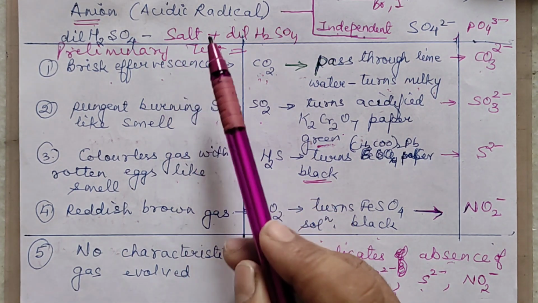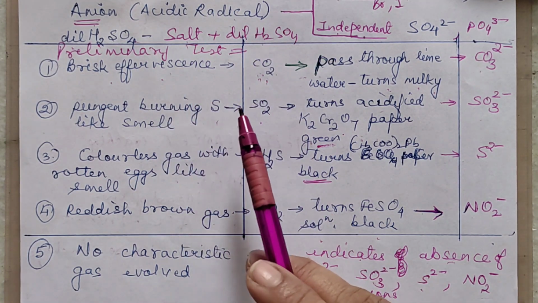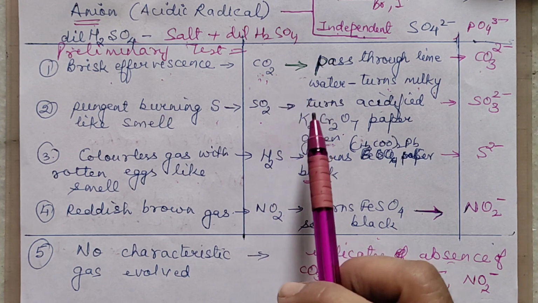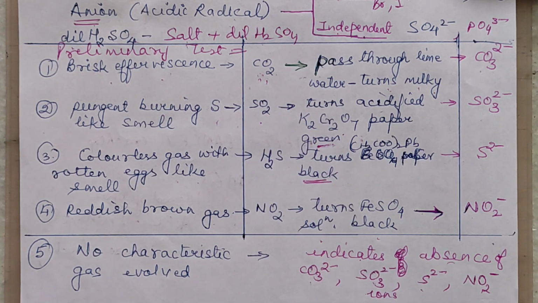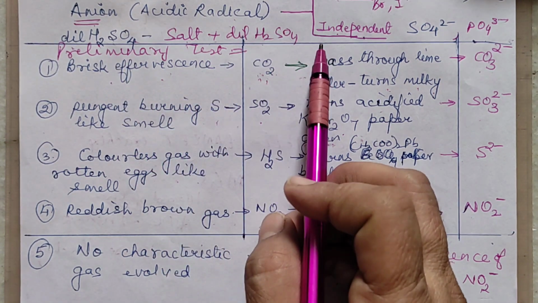One thing very important: to the salt, you will add dilute sulfuric acid, not to the salt solution. Always avoid adding water to sulfuric acid because the reaction is very exothermic. Right? So suppose you do not get any reaction with dilute sulfuric acid. What will you write? Salt, dilute sulfuric acid is added.